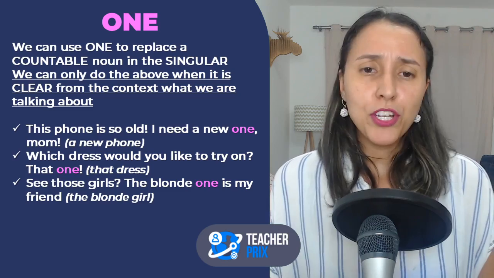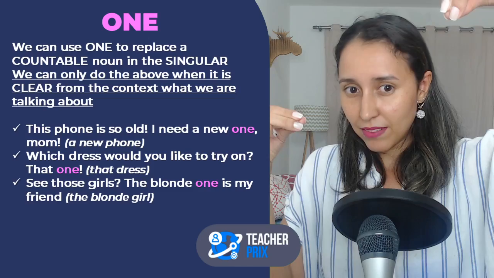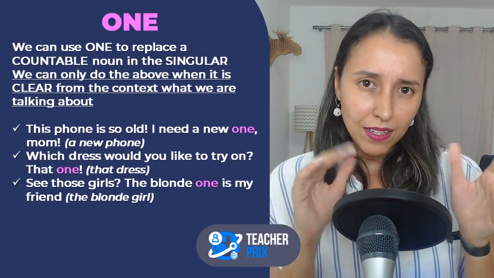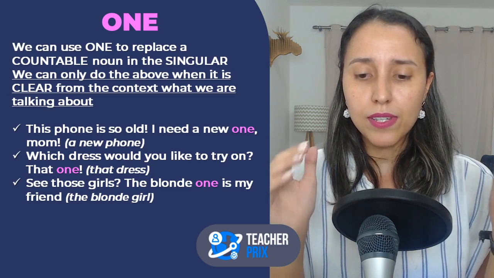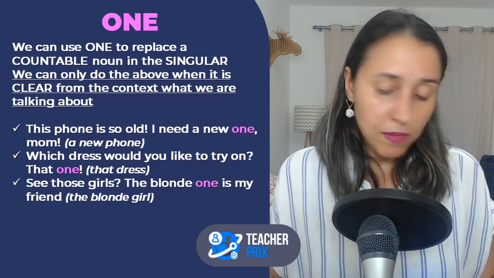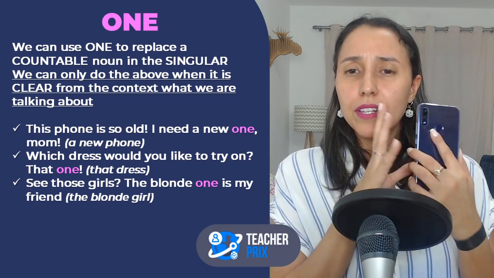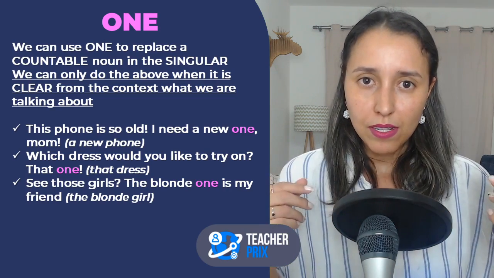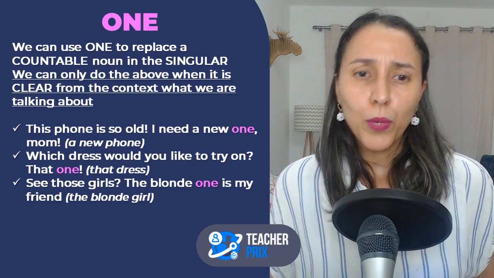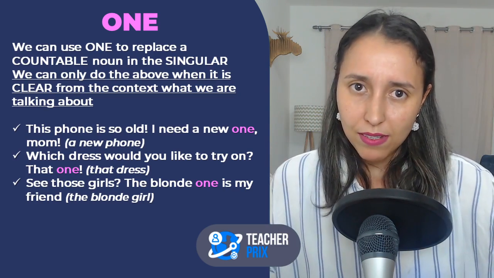Hey, which dress would you like to try on? This one or that one. Remember the difference between this and that? I will use this if I am pointing to something that is near, next to me. So let's imagine the dress. This is a dress. This is not a phone, okay? The dress is next to me. I will use this. The dress is far from me. I will use that, okay? So which dress? This or that? Oh, this one. This dress, okay?